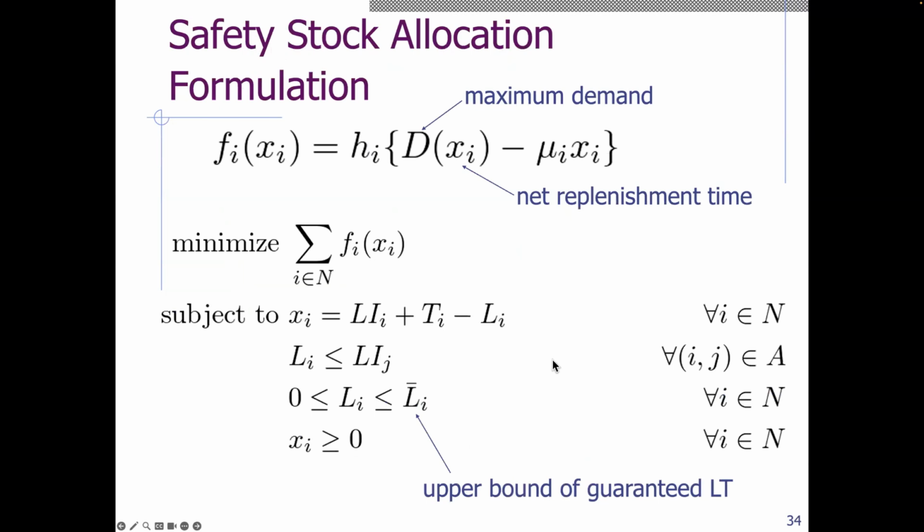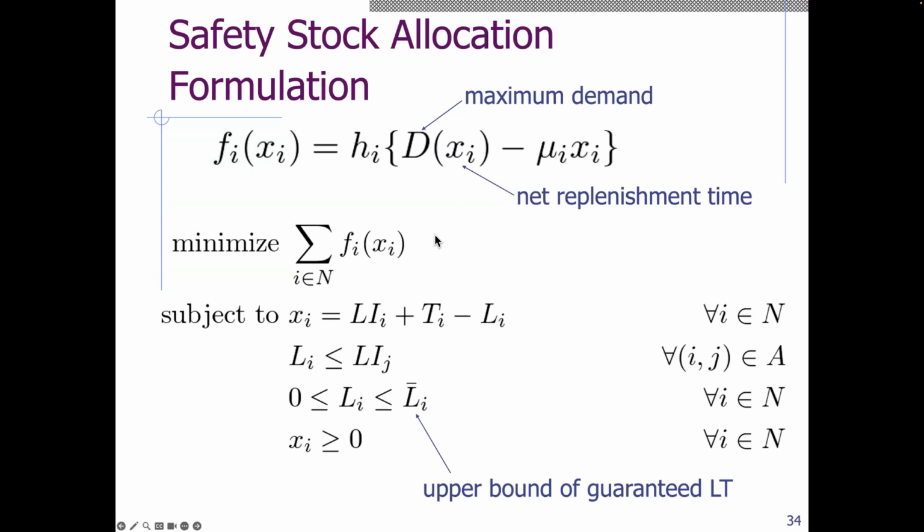Next, I'll show you a mathematical programming approach for solving the safety stock allocation problem in general networks. The main variable is x that represents the net replenishment time. The objective function is nonlinear. Here d is the maximum demand function. It is a general nonlinear function. D minus ux gives us the safety inventory volume, and by multiplying it by holding cost h_i, we get the safety inventory cost. The objective function is the sum of these nonlinear functions over all facilities.